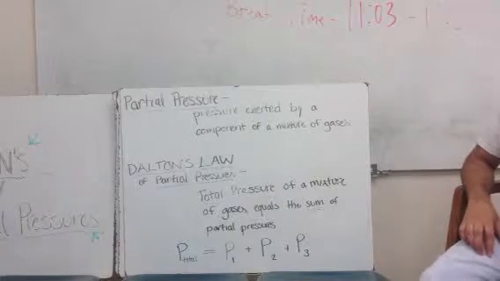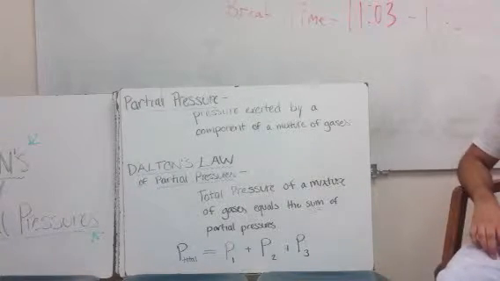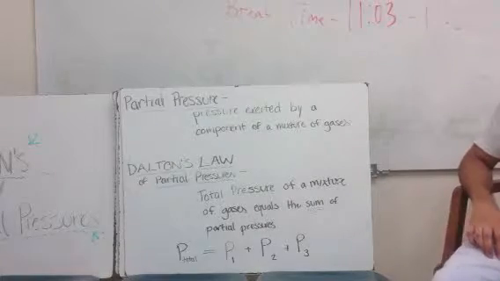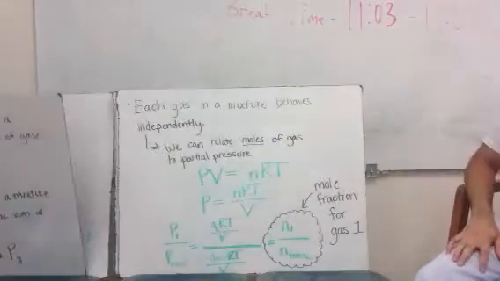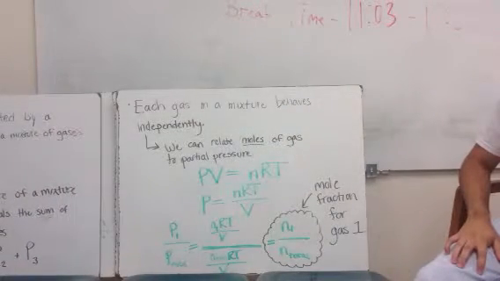together. So if we have three separate gases, then we can simply add up the partial pressure of each gas to find the total pressure. We can infer that each gas in the mixture behaves independently, and thus we can relate the moles of gas, or the total quantity, to the partial pressure.